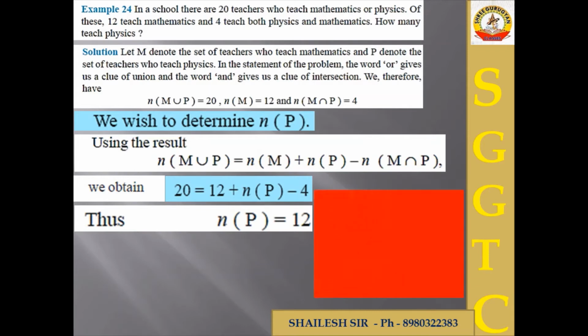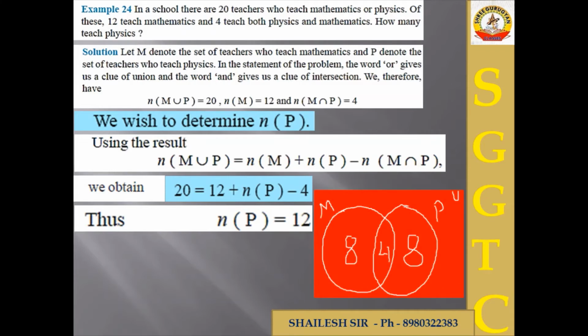Look at that. This is the Venn diagram for set M and set P. The first circle indicates the mathematics subject. The second circle P indicates physics, and the common region is both. Yes, the common region is 4, so I wrote 4 here in between. Now n of M is 12, but 4 is already written between, that's why I wrote 8 in the first circle.